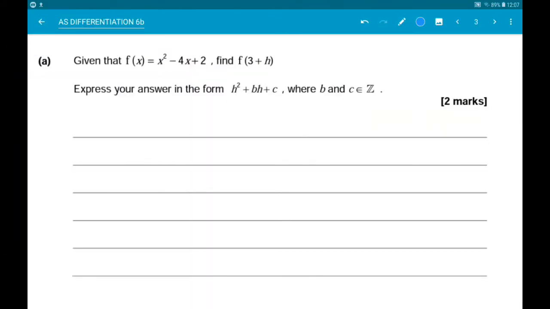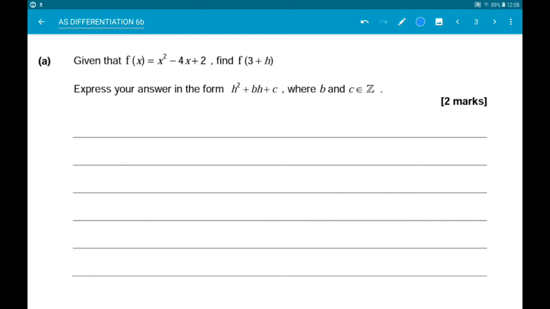First up, given that f of x is x squared minus 4x add 2, find f of 3 add h. Give your answer in the form h squared add bh add c, where b and c are elements of the integers. Okay, so wherever there is an x, it becomes 3 plus h.